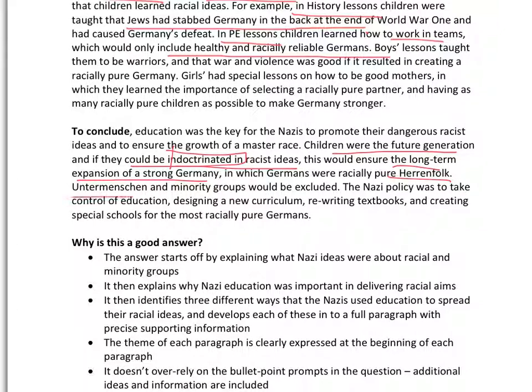Keywords: Herrenfolk, Untermenschen, and minority groups would be excluded. So the Nazi policy was to take control of education, design a new curriculum, rewrite textbooks and create special schools, so it pulls it together nicely. Okay, all of that in 18 minutes. Best advice, have a go at writing that answer yourself now.